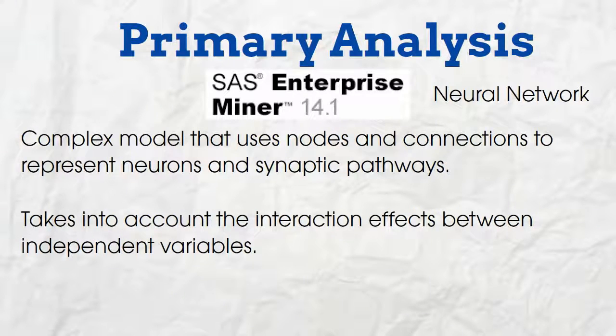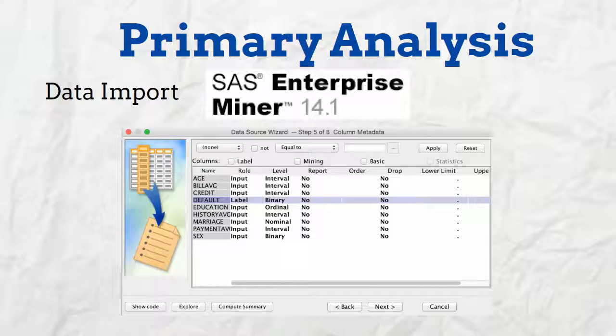The second model I built in SAS Enterprise Miner is the neural network. The neural network is a complex model that uses nodes and connections to represent neurons and synaptic pathways in the human brain. This model is so useful because it takes into account the interaction effects between independent variables. Once again, the first step is to import the data into the software, and here is a screenshot of part of this process. In this part I set the role and the data type for each of the variables.